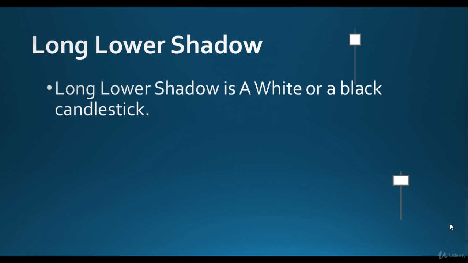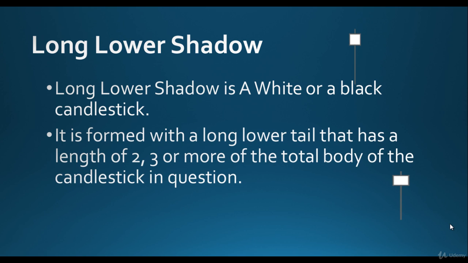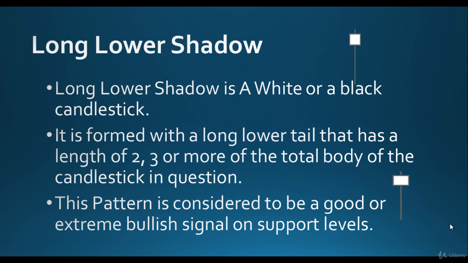It could be any. It is formed with a long lower tail that has a length of 2 or 3 times or even more of the total body of the candlestick in question. So basically, what really makes you understand that this is a long lower shadow is its tail. Its tail is so long that you can see that okay, this is it. Now its tail is usually like 2 or 3 times or more of the total size of the body of the candlestick. Now this pattern is considered to be a good or extreme bullish signal on support level.